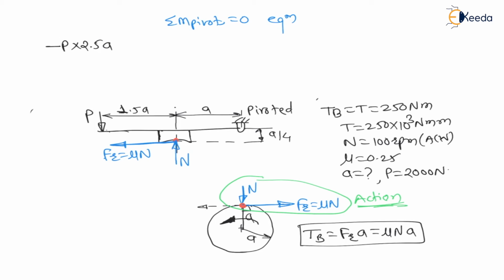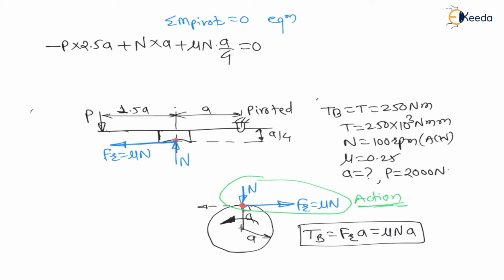Again this normal reaction is creating a clockwise moment, which is positive, therefore plus n, and this normal reaction is at distance A, into A. Again the frictional force mu n is creating a clockwise moment at distance A by 4, therefore plus mu n into A by 4 is equal to 0.